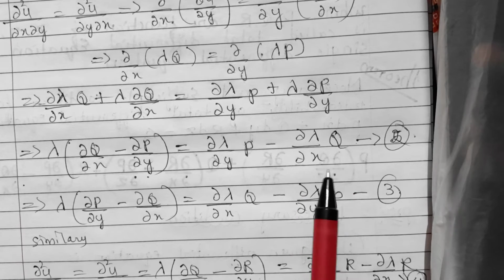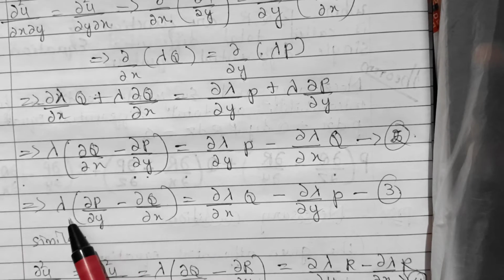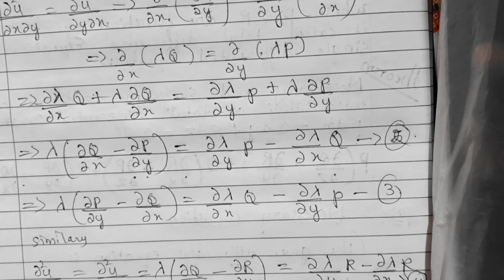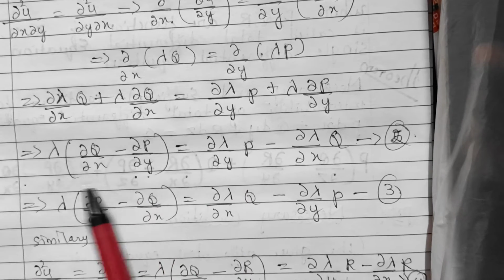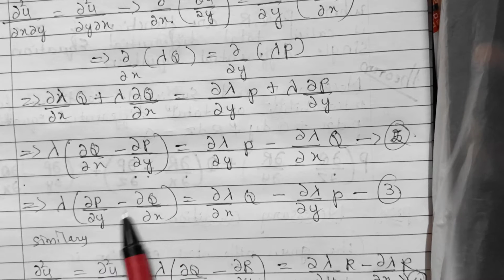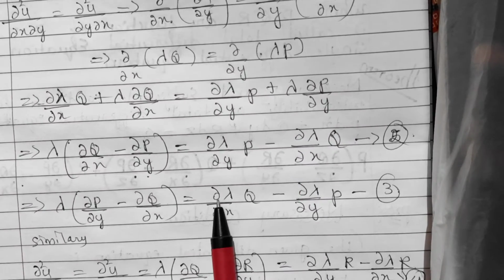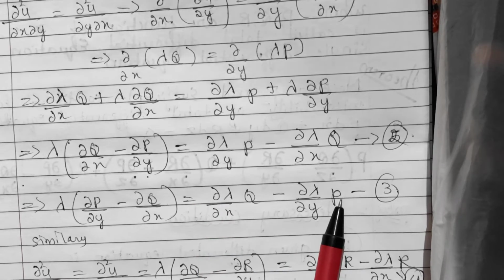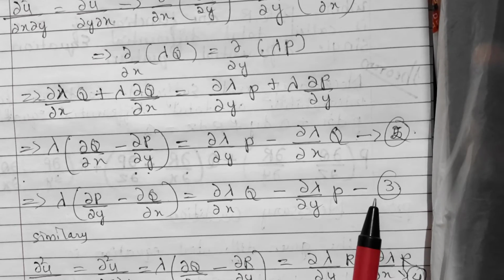Therefore here, λ into, again, see again we have to change the values. Take this: minus ∂p/∂y into minus ∂q/∂x equals, again shifting this value, ∂λ/∂x into q minus ∂λ/∂y into p. Minus minus will get cancelled. Okay, this is nothing but our equation number 3.